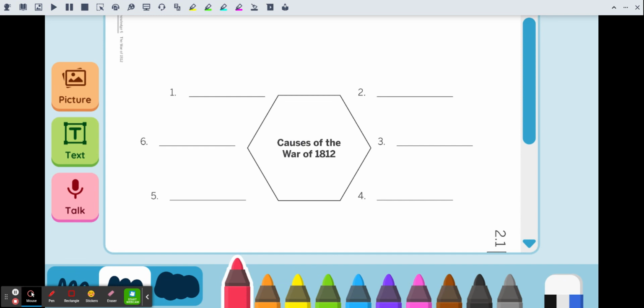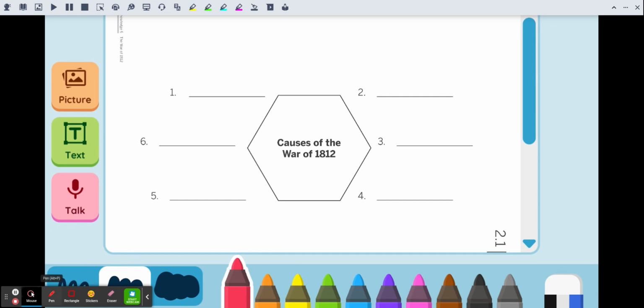What was the method the British used to get more sailors for their navy? Did you say impressment? They impressed or captured them. So you're going to write impressment on line 2 next to one of the points on the hexagon of activity page 2.1. IMPRESSMENT. Remember that the British also seized or took U.S. ships. What was it that the British took? If you said cargo, you are correct.